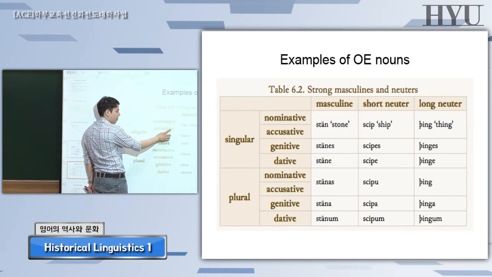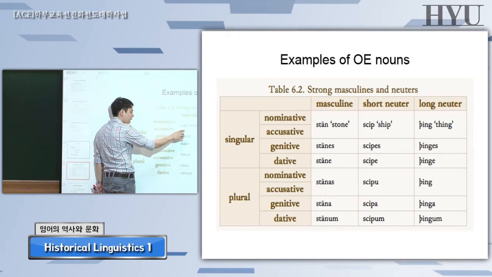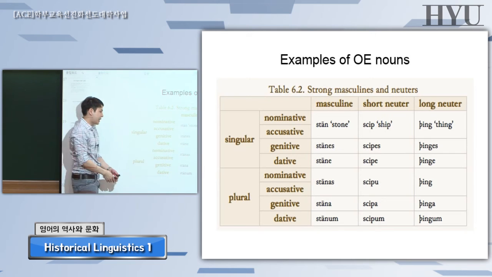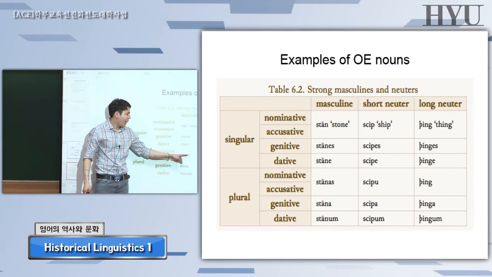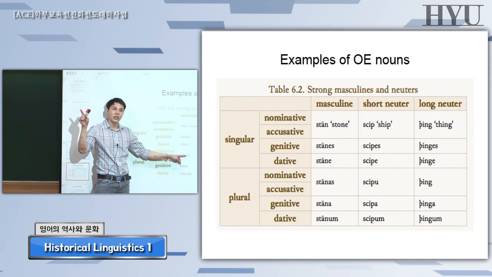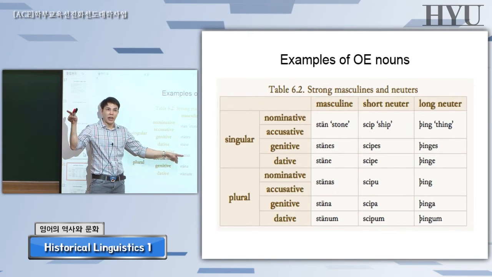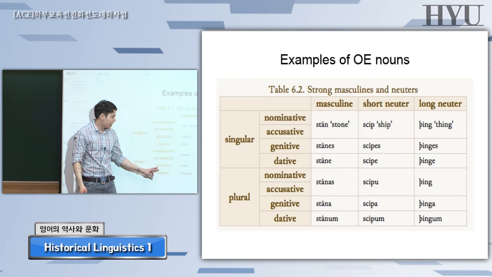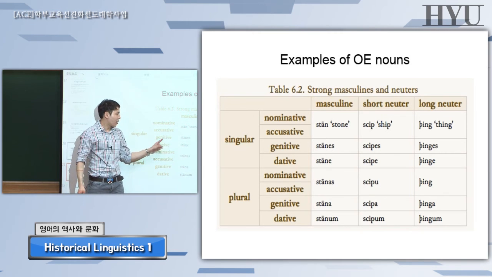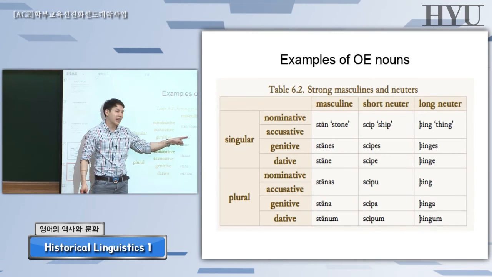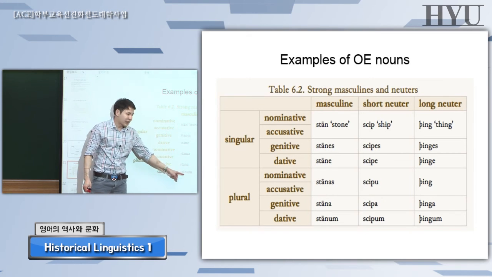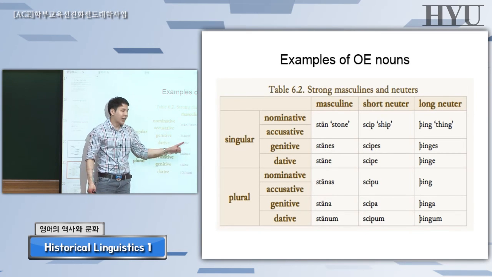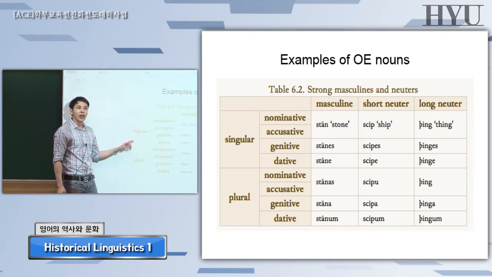So nominative, accusative, singular, 0 marking. Genitive, es, dative, e, like that, stane. Plural, nominative, accusative, you have as ending, see? That's the origin of the plural S in modern English. And then genitive, stana, which is different from the genitive here, right? Singular is stanes, plural genitive is stana, dative, stanum. Stanum and stane, different because singular and plural.